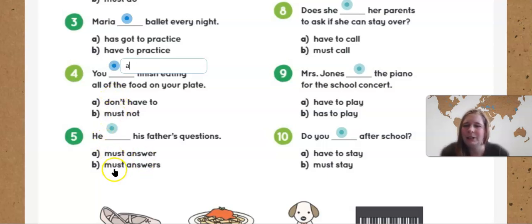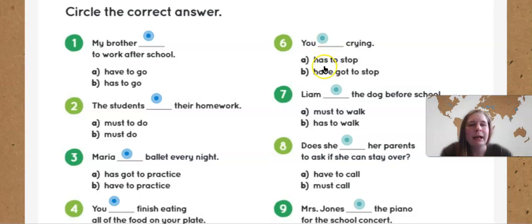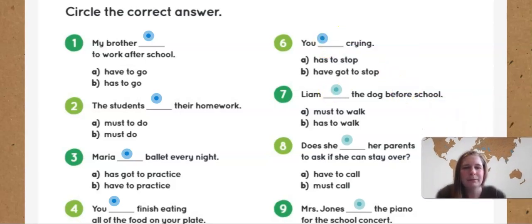He must answer, must answers. We don't need S for he when we use must. So A, must answer. You has to stop, have got to stop. For you, we need have, not has. B. Liam must to walk, no to with must, has to walk. That's correct. B.